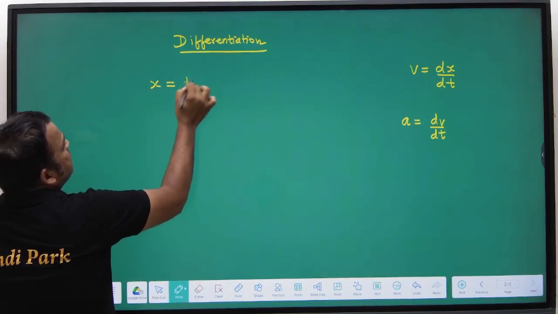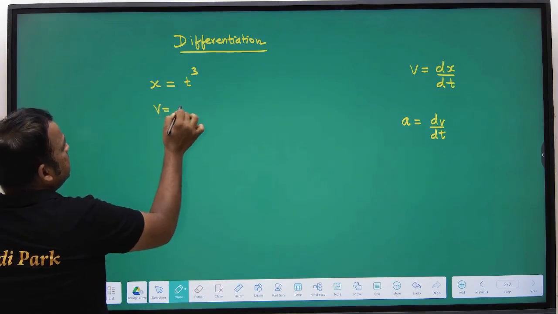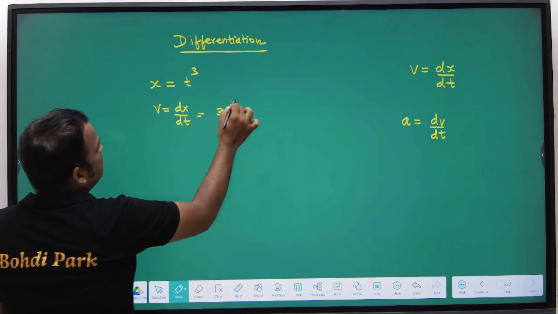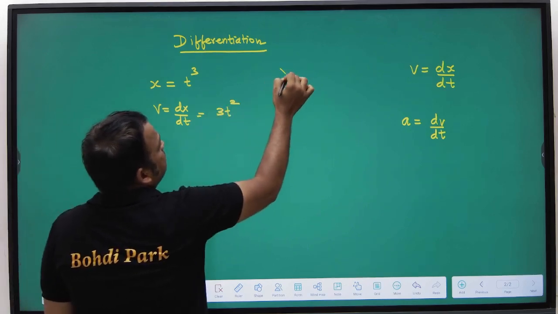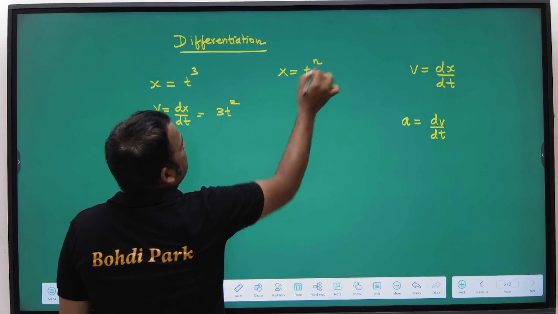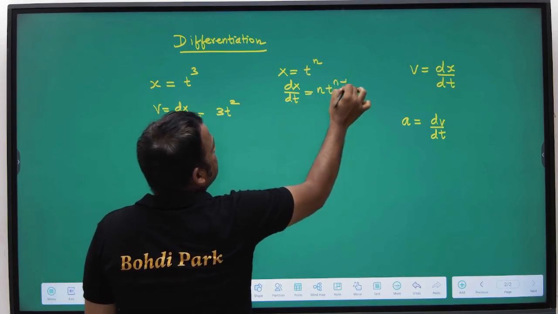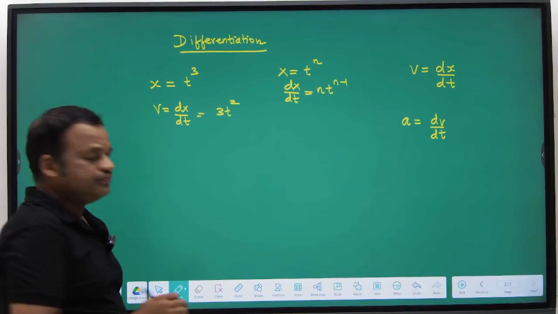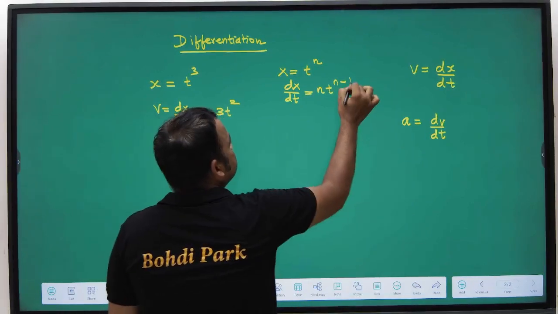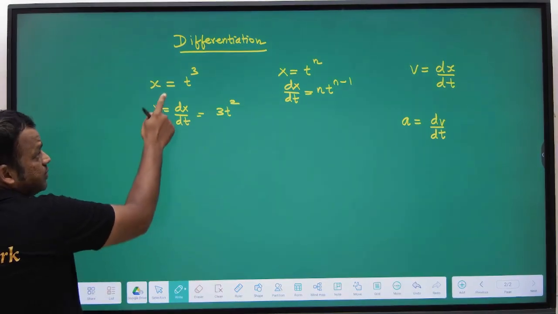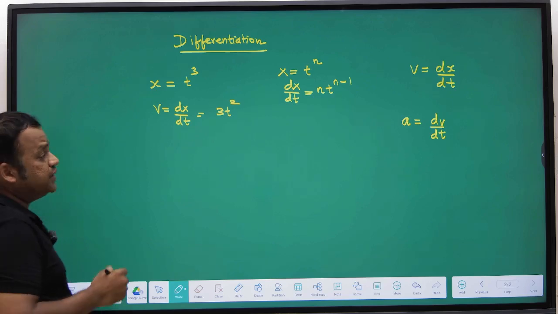Suppose x is given as t cube, so v will be dx by dt, so it will be 3 into t square, because when x is equal to t raised to n, dx by dt is equal to n t raised to n minus 1. So this is the basic example of differentiation.